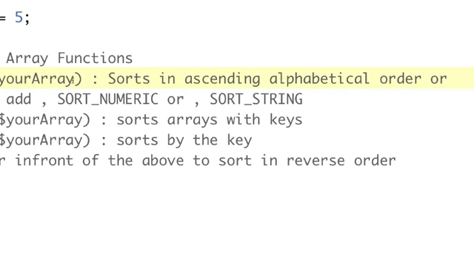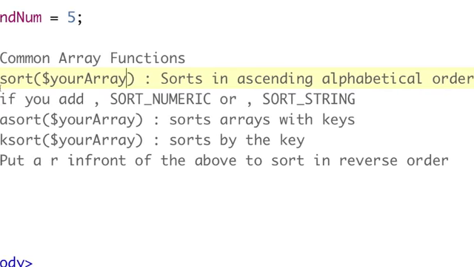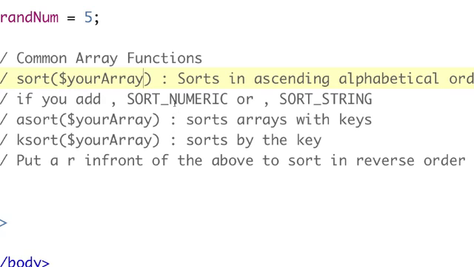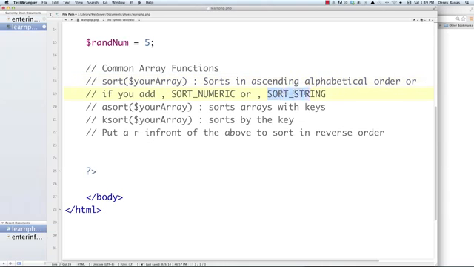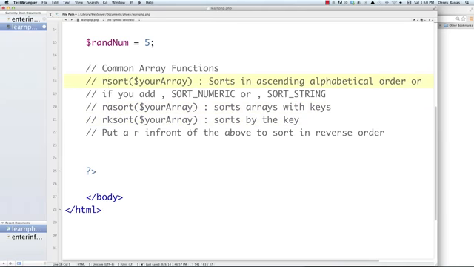If you put another comma in right there and type in sort numeric, it'll sort in numerical order. Or if you type in sort string, it's going to sort everything as if it is a string of characters. A sort is going to sort the arrays with the keys, keeping the keys together. K sort is going to sort by the key names instead of the actual values. And you could put an R in front of any of these, and it is going to give you a reverse sort, just like that.